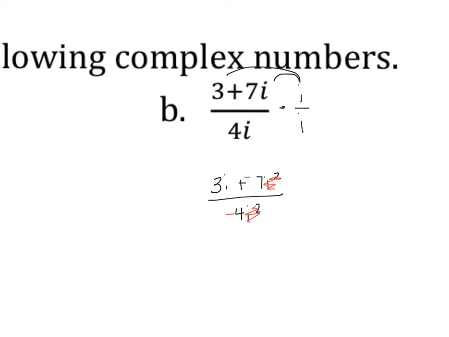Now, typically, like I said, we don't keep a negative in the denominator. Right now we have negative 4. In order to get rid of that negative in the denominator, I'm going to change all of the signs in the numerator. I'm going to make the top negative 3i plus 7 over positive 4. I changed all of the signs to get that negative out of the denominator.